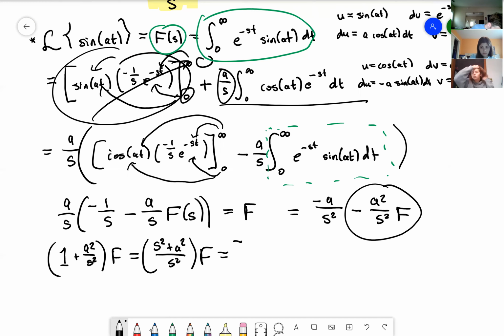Oh, right. This was the lower bound, so it should have been subtracted. So this 1 over S is positive. There we go. So this is equal to A over S squared. Now dividing both sides by this thing, dividing it over to the other side, I get F is equal to, these S's cancel out, A over S squared plus A squared.